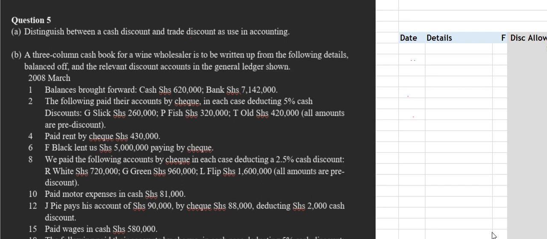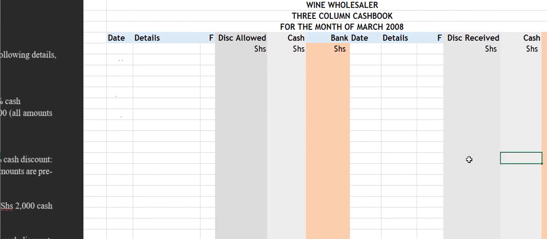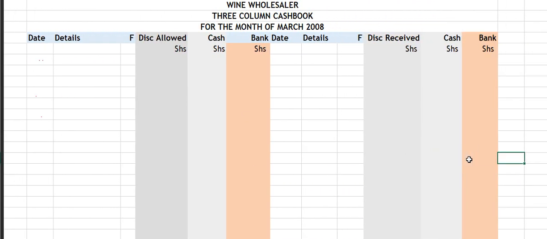The discount received is entered in the discount column on the credit side of the cash book, and the discount allowed in the discount column on the debit side of the cash book. Now, this is my cash book for this particular information. I have my cash book already prepared, as you can see. So that is the format of a 3-column cash book.